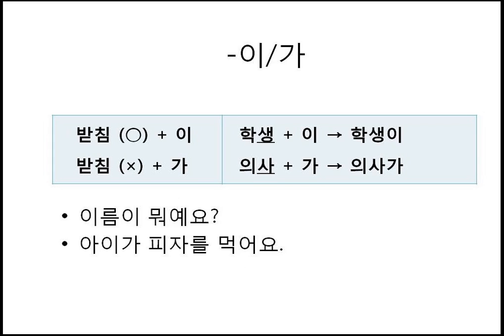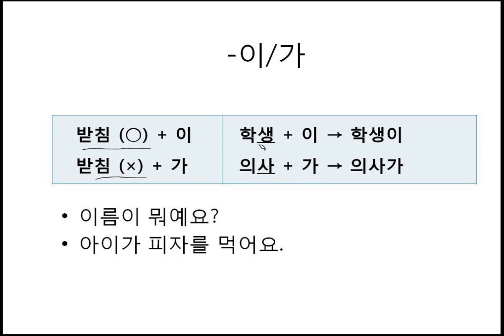Then the second part is the subject particle 이/가, which is attached after the subject of the sentence. When there is an ending consonant in the last syllable of the previous noun, which is the subject of the sentence, 이 is attached. However, when there is no ending consonant in the last syllable of the previous noun, 가 is used. That is kind of a regular rule. 학생, so 이, 의사, 가. There is no difference in meaning. Here, there is no meaning, just a grammatical function.